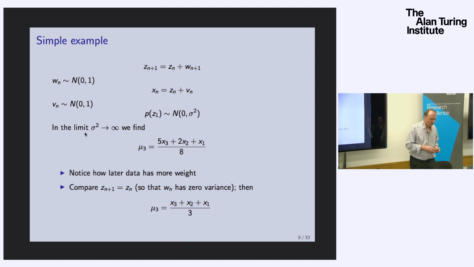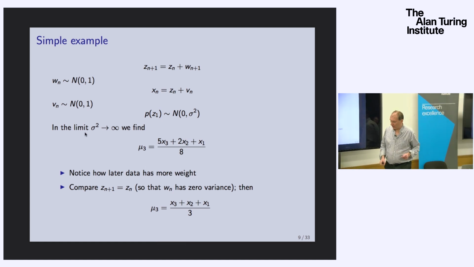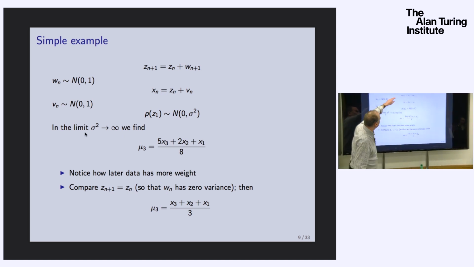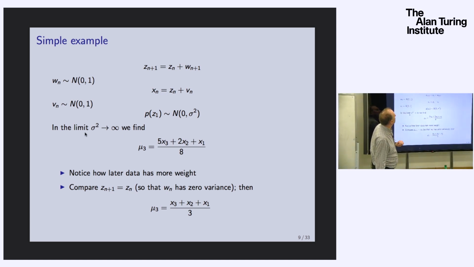So let's take a very simple example. The dynamics are a random walk that Yanis was telling us about. Zn plus 1 is Zn plus Wn plus 1. And the observation model is that the x's are the z's plus some noise. Okay, so that's all very simple. If we let sigma squared, the noise on the initial condition, go to infinity, then what we'll see is that mu3, our estimate of z at time 3, is a weighted sum of the x's, which seems reasonable.